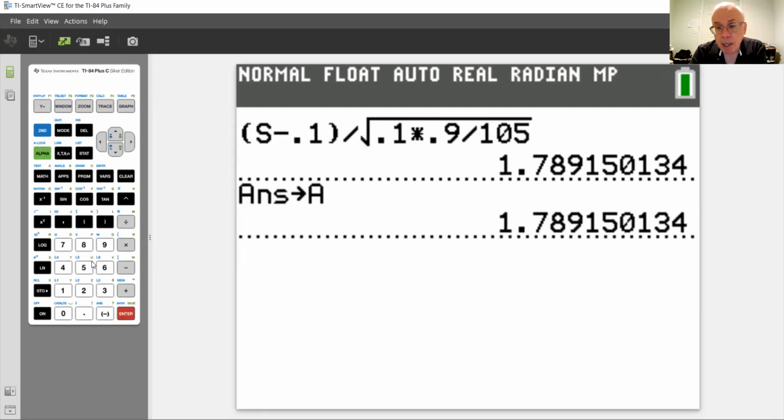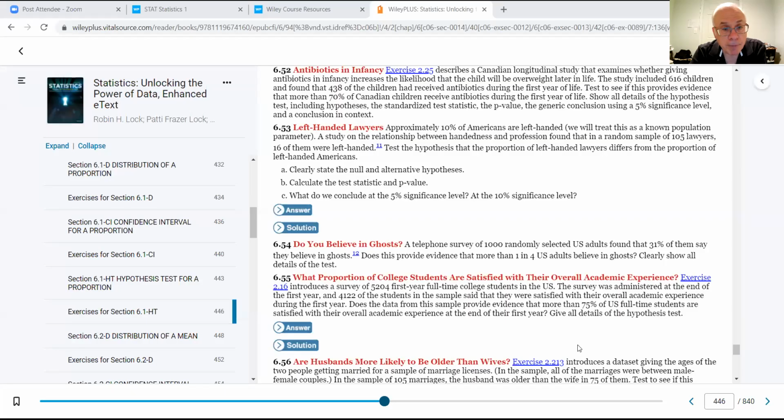Now, let's go back to the problem, back to Wiley Plus here. And notice that the alternative hypothesis is that p is not equal to 0.1. In other words, it differs from the proportion of left-handed Americans. It's different from 0.1. So we're going to use our two-tailed test formula for the p-value.